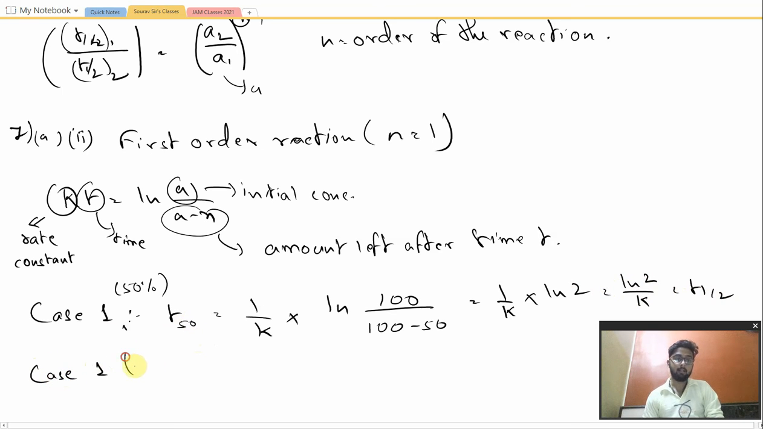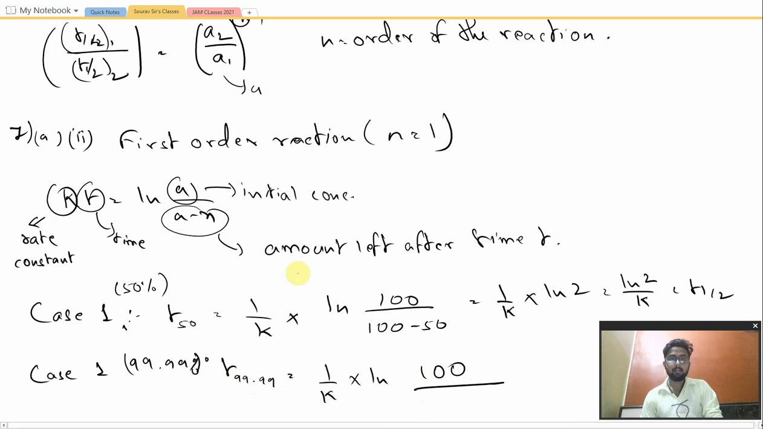Now case 2, 99.99% completion. We will call this t 99.99. This will be equal to 1 by k into ln 100 divided by the amount left after time t. Since 99.99% of the reaction is already done, the amount left is 0.01%. If 100% of the reactant is taken, only 0.01% is left. Let me just calculate the value over here.